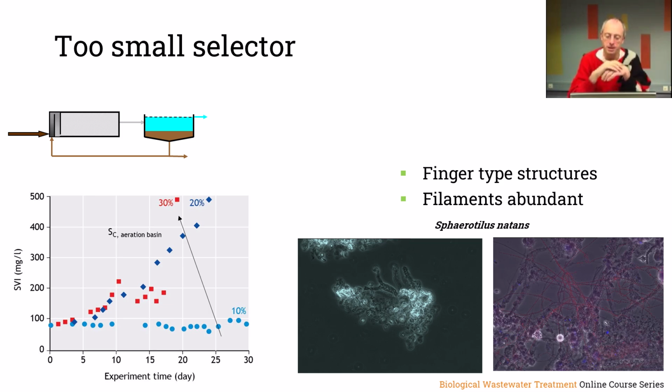Now if you look there, we see that if 10% is not taken up in the selector, so the selector is effectively 10% too small, then that's not really a big problem. But as soon as it's 20 or 30%, it is a problem, because we again get bulking sludge conditions within 2 weeks.